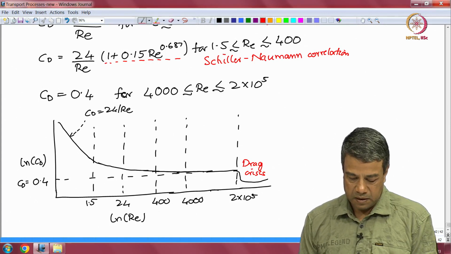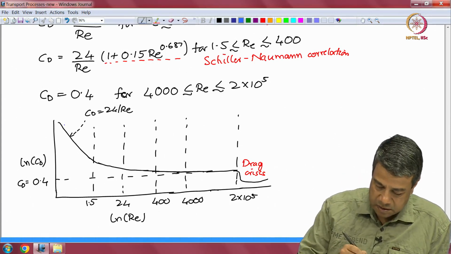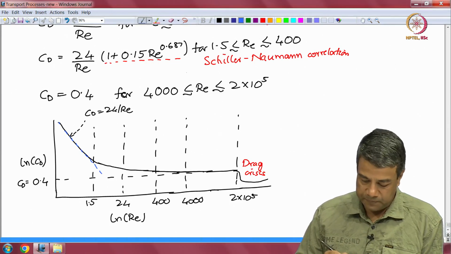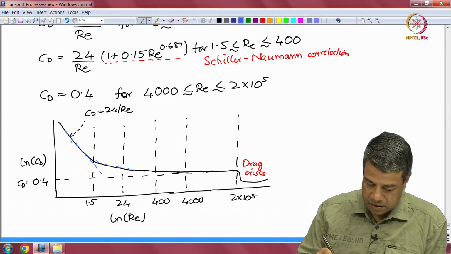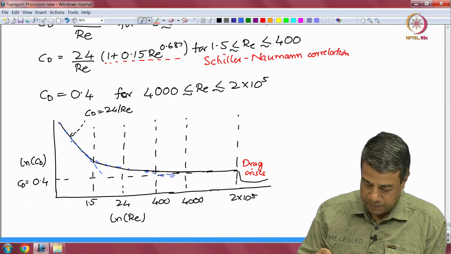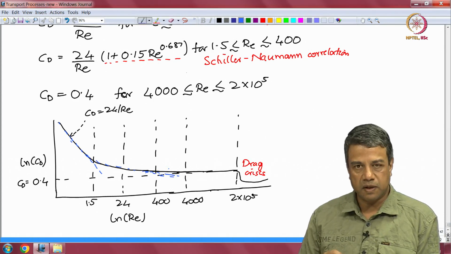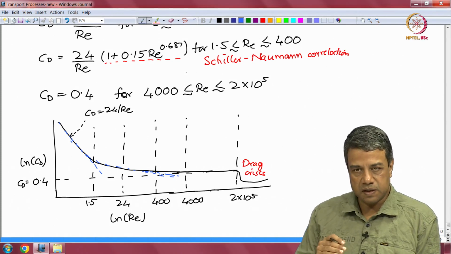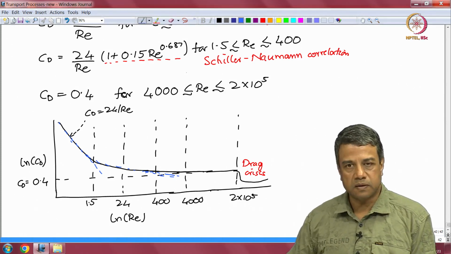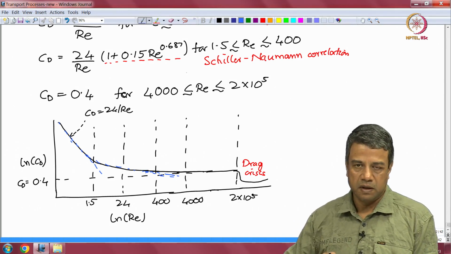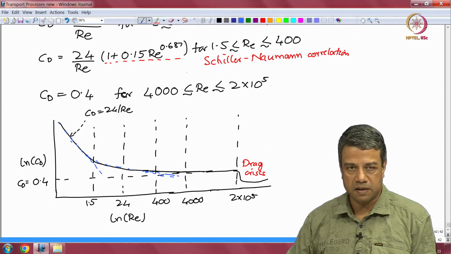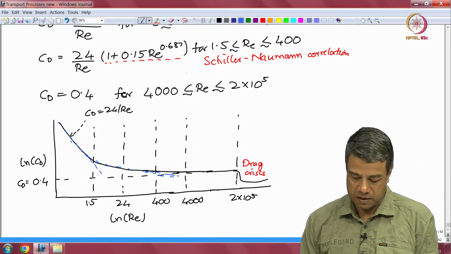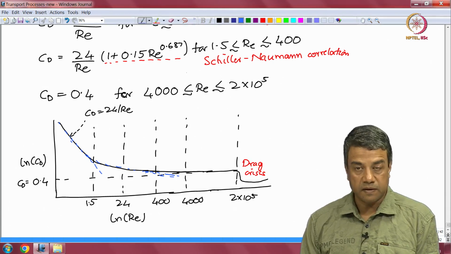This will be the Stokes law, 24 by Re, and the Schiller-Naumann correlation gets it correct up to about 400. Between 400 and 4000 there is still a slight decrease. After about 4000 it saturates at about 0.4, and then at 2 into 10 power 5 there is a drag crisis. So, this is the log plot of the drag coefficient versus the Reynolds number showing the different regimes.